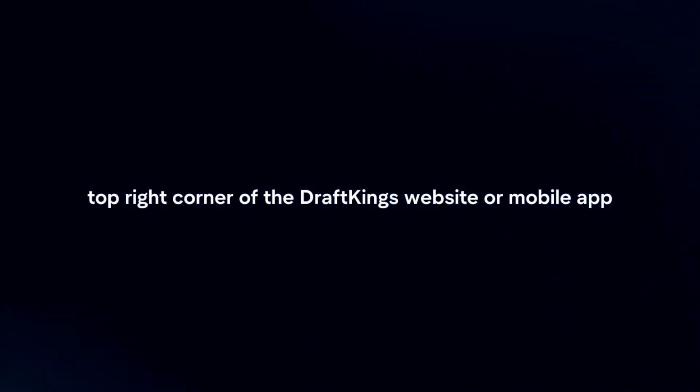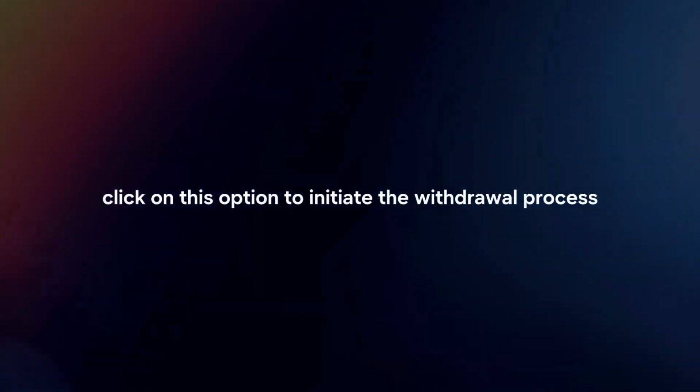This is typically located in the top right corner of the DraftKings website or mobile app. Select withdrawal: look for the option to withdraw funds or cash out. Click on this option to initiate the withdrawal process.